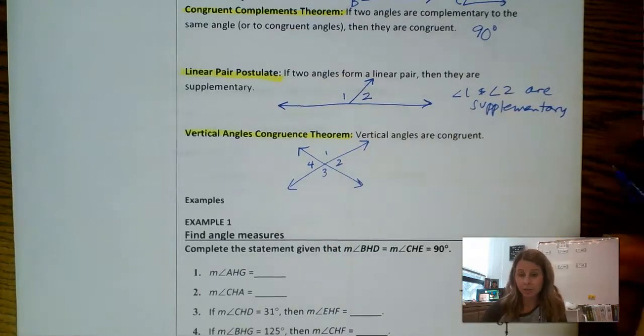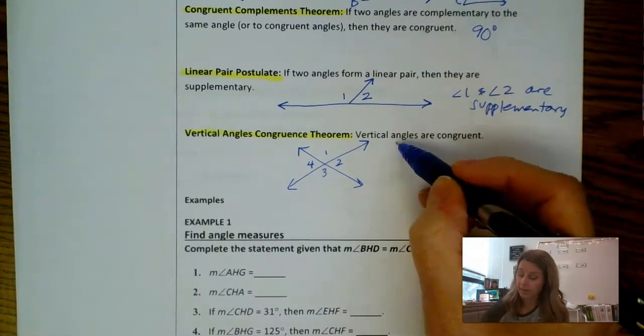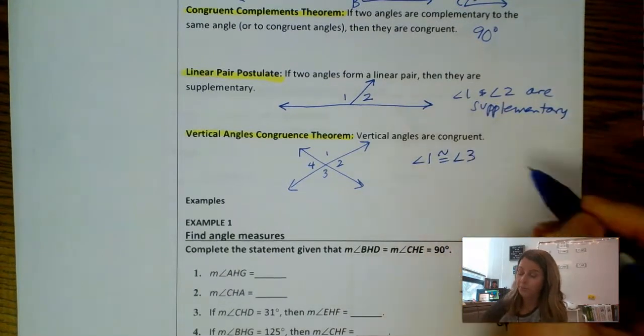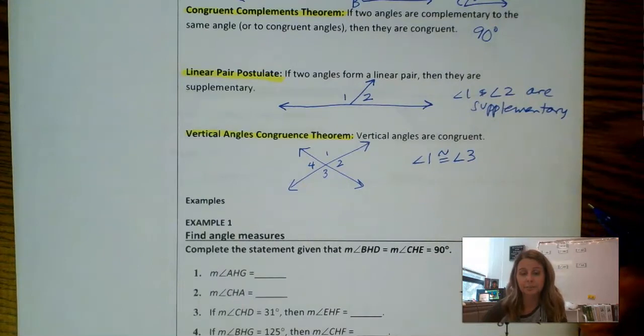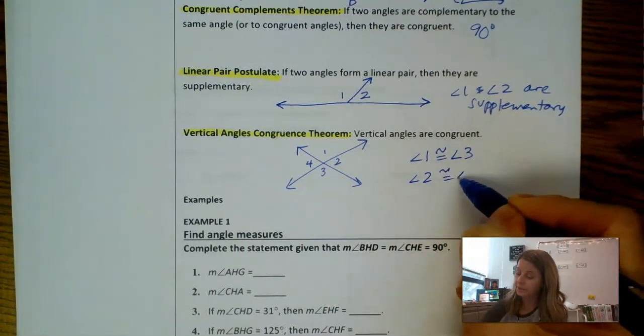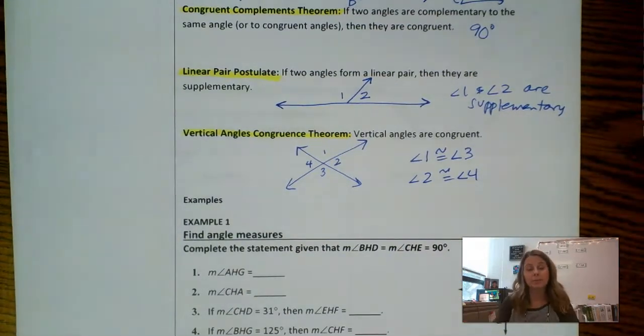So I can see on the picture I have vertical angles. So the angles that are congruent, angle 1 and angle 3 are vertical. So therefore angle 1 is congruent to angle 3. 2 and 4 are vertical, so angle 2 is congruent to angle 4. So again, this one we'll see in proofs a little more often than linear pair postulate, but it is a theorem that gives us that property, I guess.